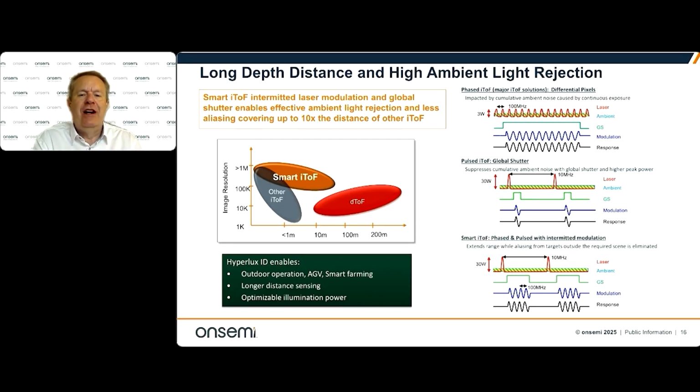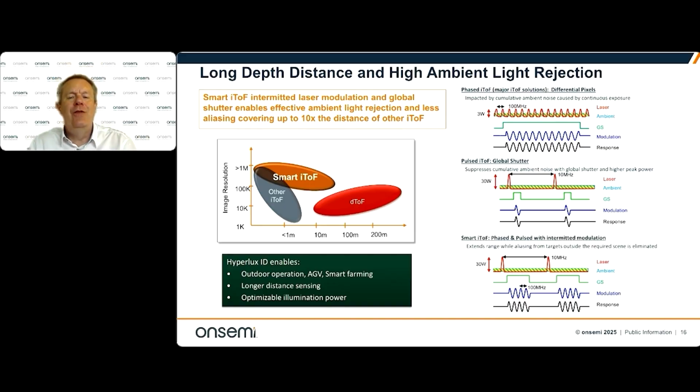Okay, so how do we get to this long depth distance? As I mentioned in my introduction, ambient light is really the enemy of iToF because you're looking at a reflected signal. So you want to reduce that ambient light as much as possible. The way iToF works, as I mentioned, is continuous wave modulation, so you need to keep the laser power low. A traditional iToF would use a pretty low peak power and continuous wave modulation. That works fine, but it really does start to struggle when you get high ambient light.